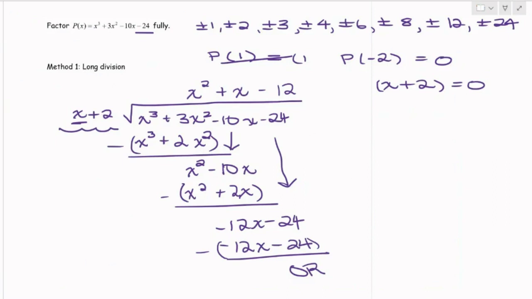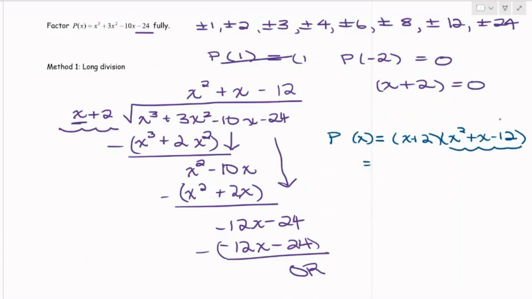of 0. What does this mean? This is telling us that our original function, p of x, can be written now with the factor x plus 2 on the outside and the quotient on top beside it, x squared plus x minus 12. And that just shows that if I were to re-expand the x plus 2 in, I would get the original cubic back. Now let's see if we can keep factoring.